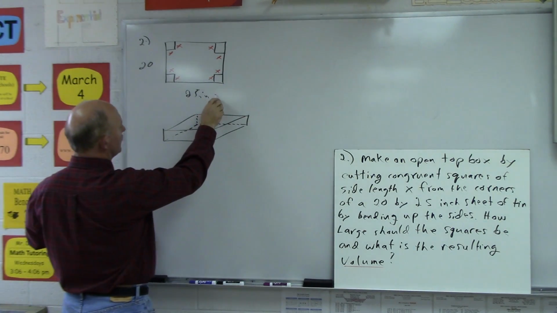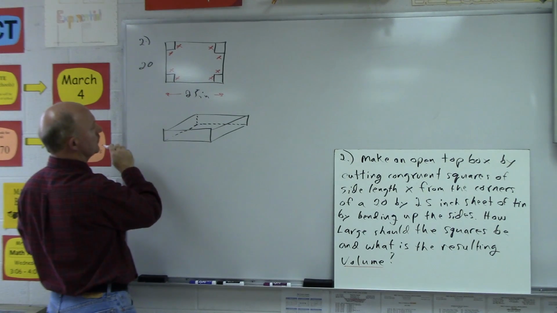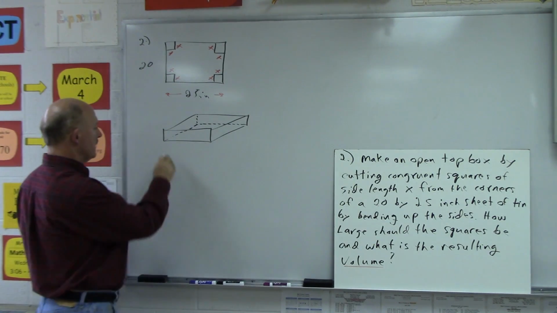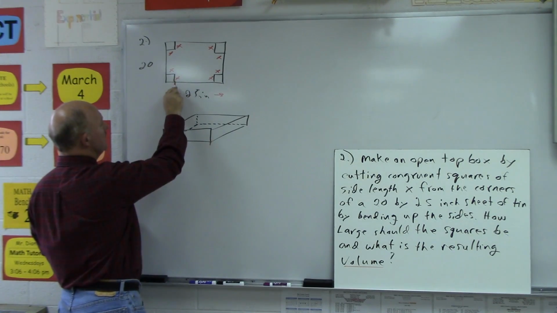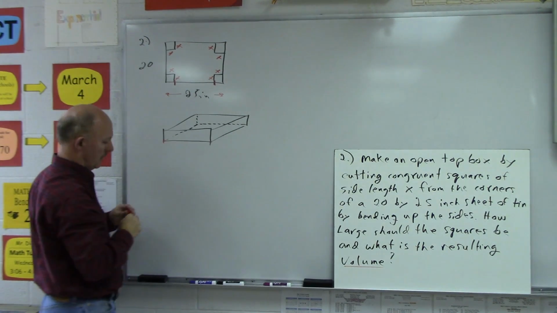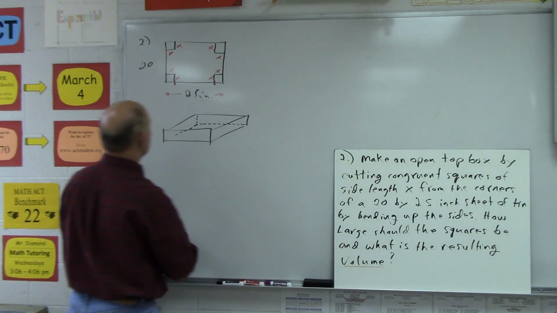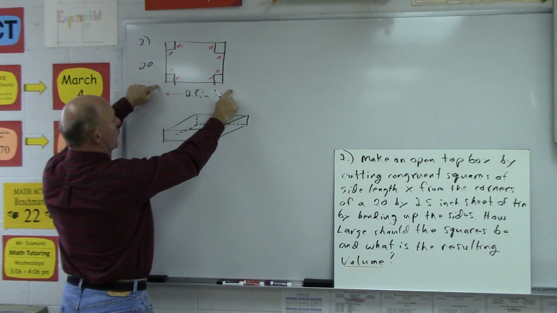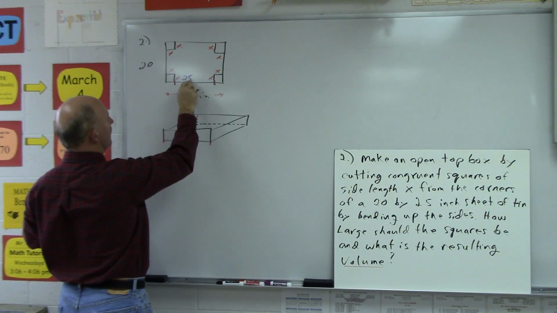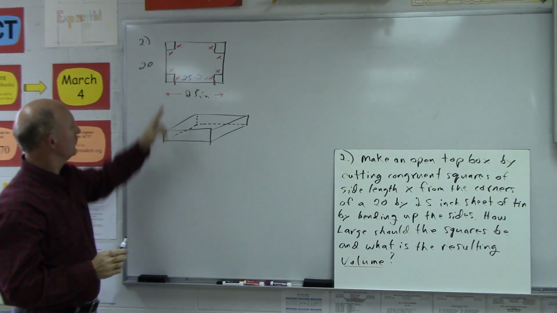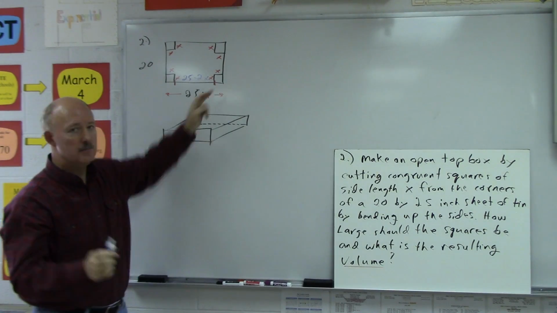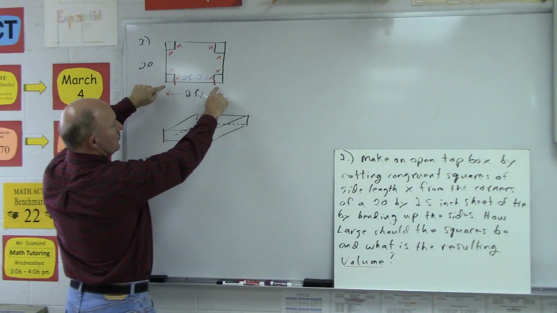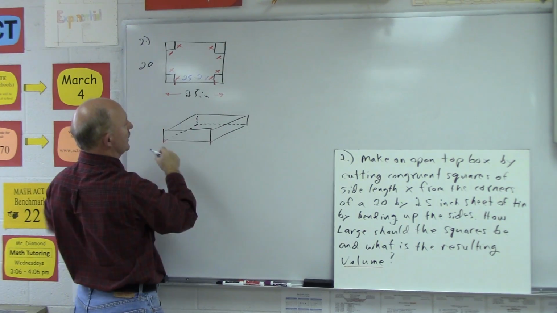I know this entire side right here is 25 inches. So when you take the corners out and bend up the sides, from here to here should be this length from here to here. Now, this whole side is 25 inches. So when you take the squares out, this will be 25 minus 2x. You've got an x here and an x here. The whole side is 25, so it'll be 25 minus the sides of the squares on each side.